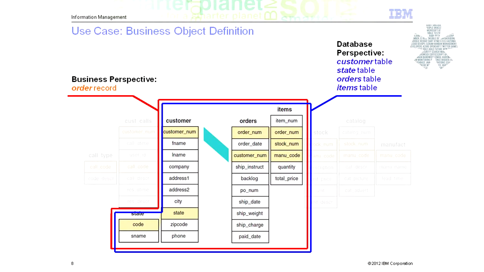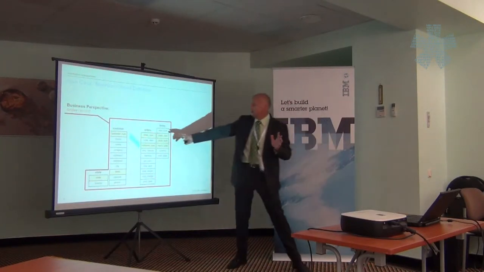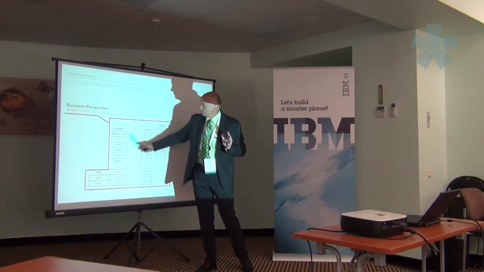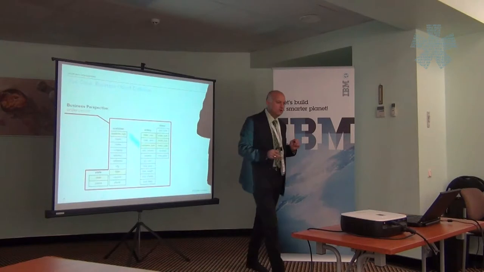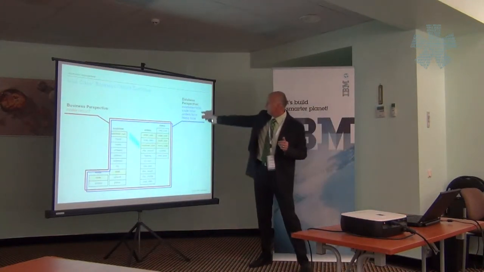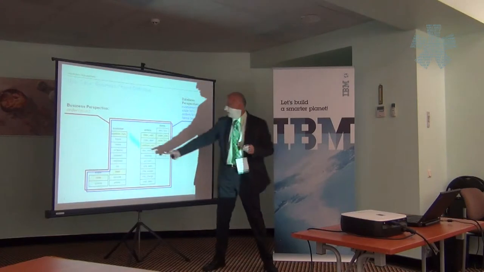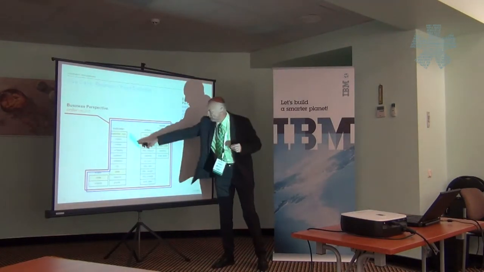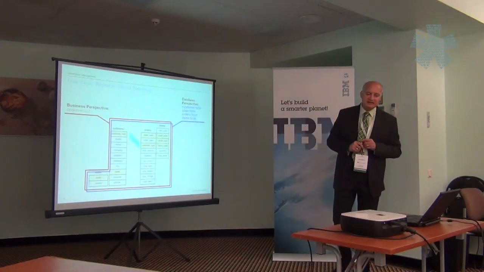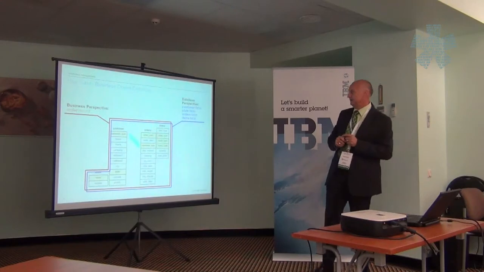So now we will return to our use case and we will define as order record from the business perspective this set of data. It is an order record, where order record test data will be defined as some subset of data, and we will have some relationships with the customers for which we have these orders. From the database perspective, we have four tables, customer, state, orders, and items, together with relationships. So there are referential integrity relationships and application relationships. So now we exactly know the schema which will be used as the schema for our test databases.